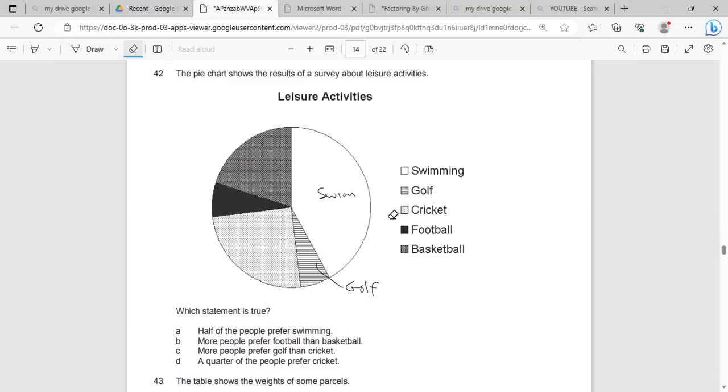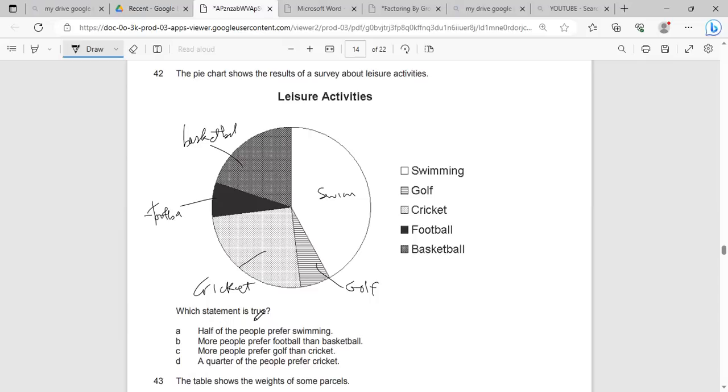All right, cricket. That'll be that one here. So I think I can probably figure out everything from here. They normally put them so close. All right, so these are cricket. These are football. And this is basketball. So I think I have everything labeled now.